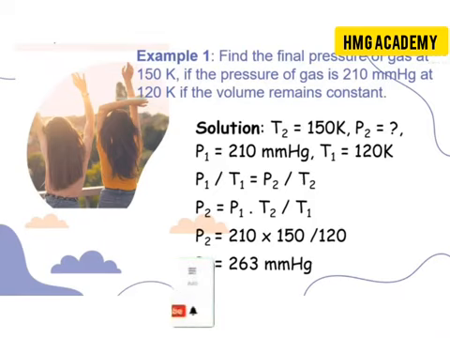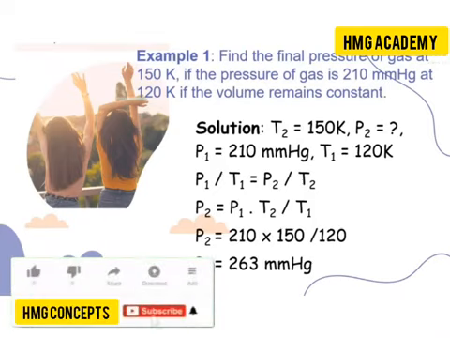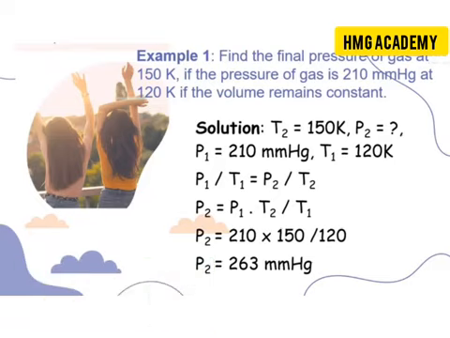Now, using our formula, P1 over T1 equals P2 over T2, making P2 the subject of the formula. If we input our figures and do the evaluation, you will see that P2 is 263 mm mercury.